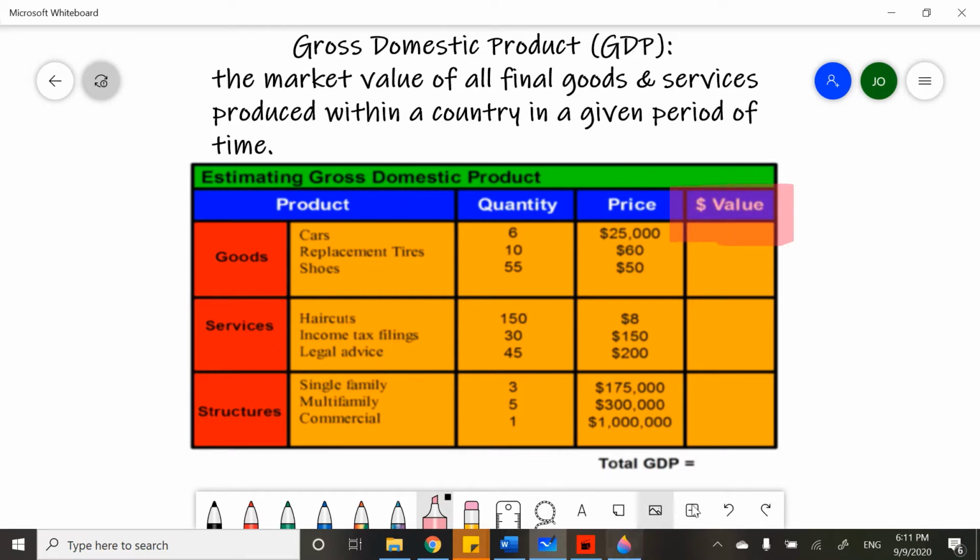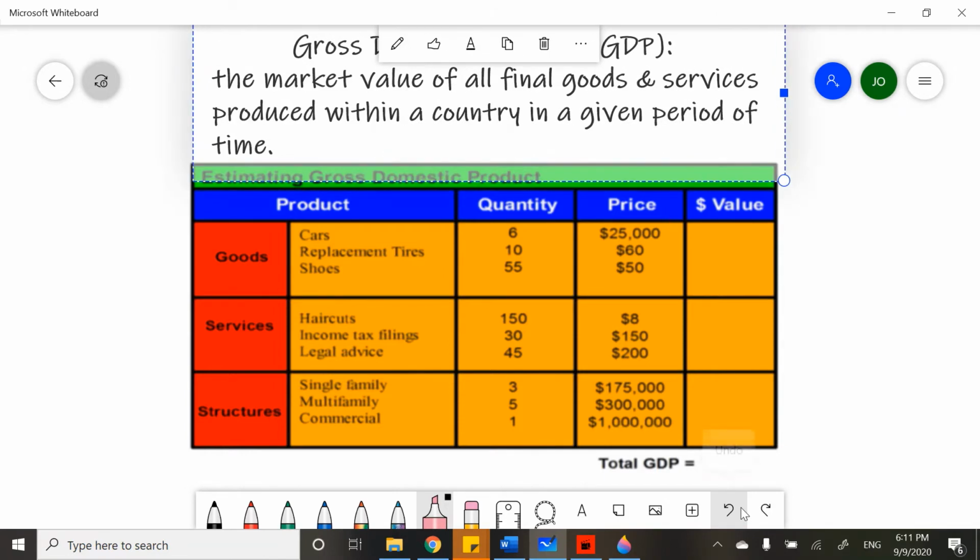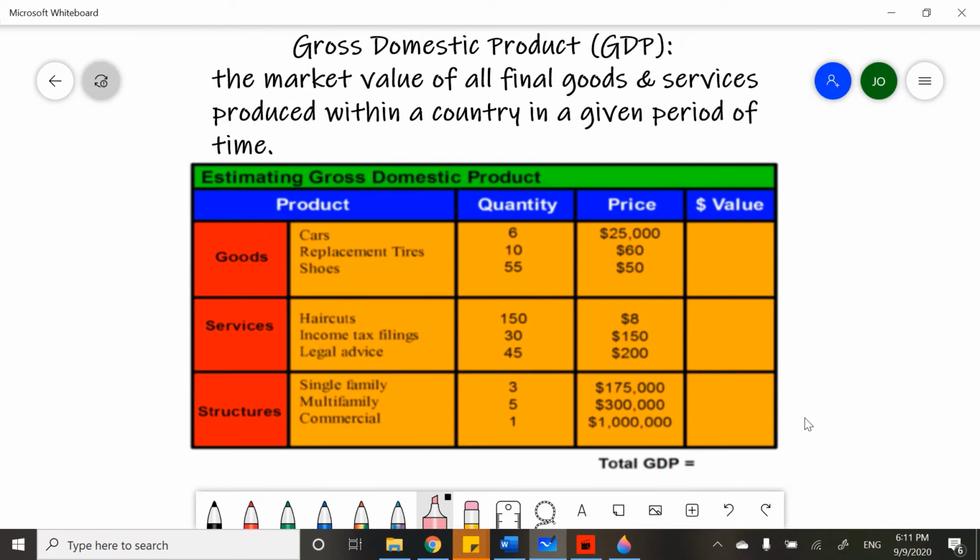So, for simplicity's sake, let's go ahead and do that. If you calculate the market value for each good or service, you will be able to get the total GDP for this country. Remember that GDP is measured in dollars, and we will have 3,193,050 for GDP for this very simple economy.